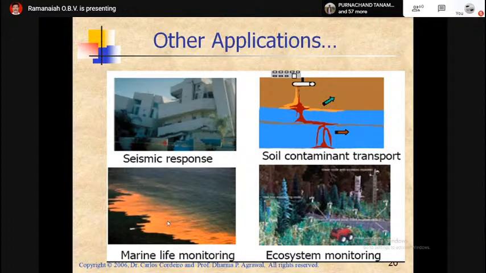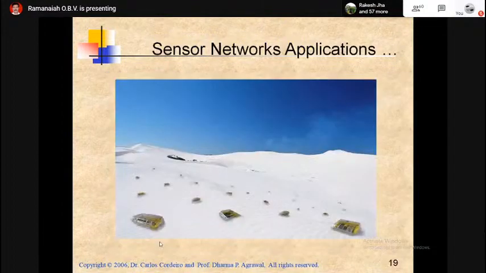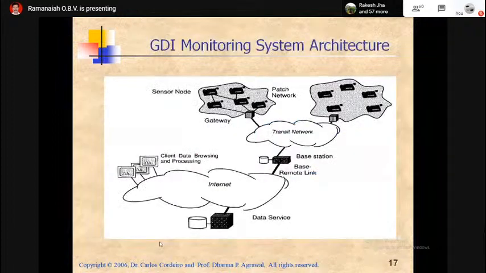So what is happening to atmospheric pollution? What are the levels of oxygen or carbon dioxide or the presence of micro pollutants? So based on that, we can initiate some measures. So this is ecosystem monitoring. So there are so many applications, just a few are mentioned here.